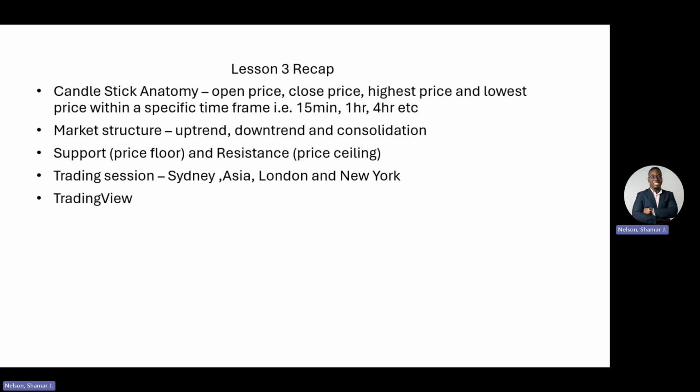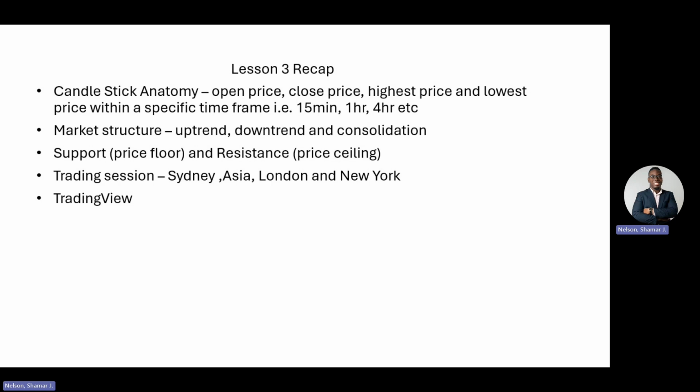We introduced the Japanese candlestick and went through its anatomy. They call them Japanese candlesticks because they form like candles. A Japanese candlestick represents the movement of price within a specific time frame, so it can be a 15-minute candle, a 1-hour candle, or a 4-hour candle. Each candle has an open price, a close price, a highest price, and a lowest price.